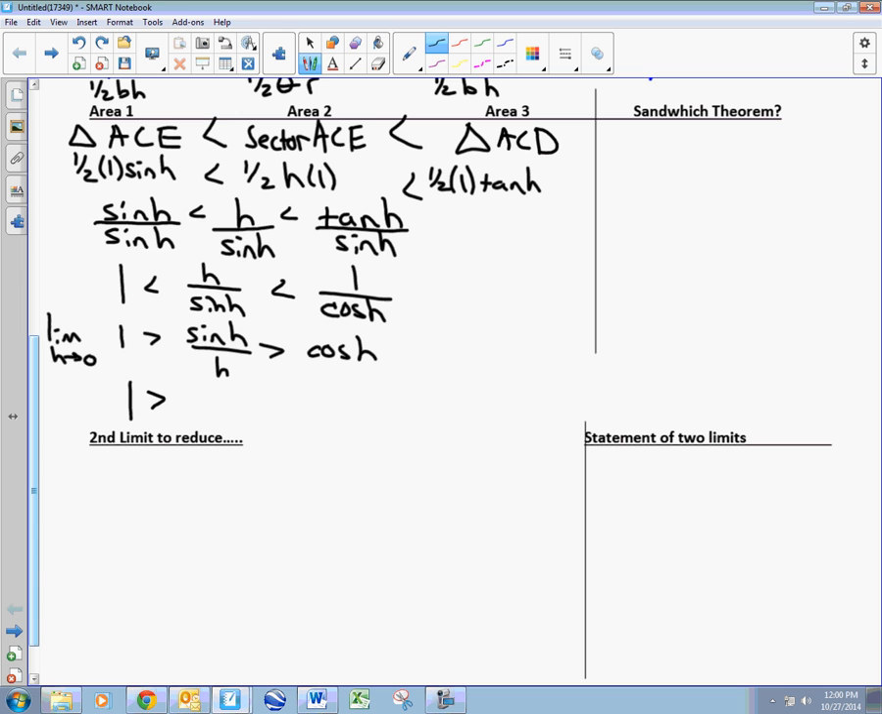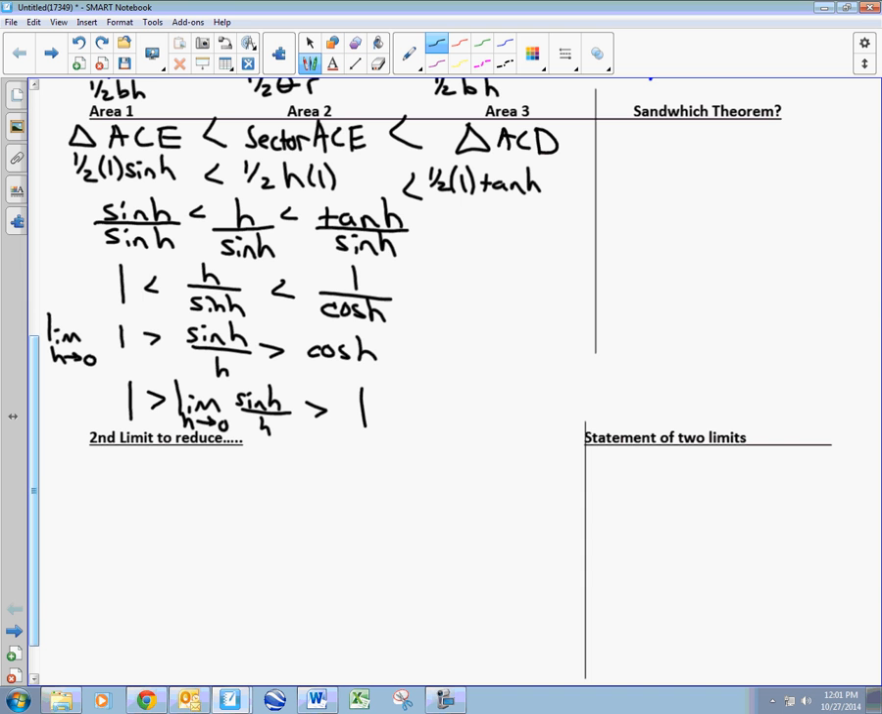Can you plug in 0 here? So we have the limit as h goes to 0 of sine of h over h. Can't plug it in yet. Can you plug in 0 for cosine? What's cosine of 0? 1.